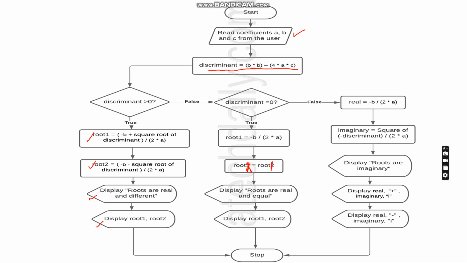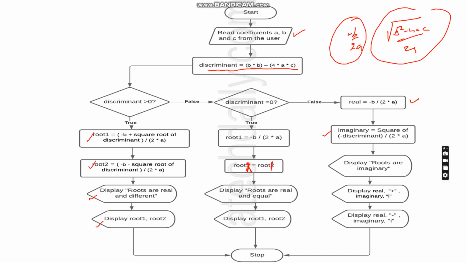If the discriminant is not 0, false. Whenever the condition is false, we go to this part. In this part, we have to calculate two parts separately, the real part as well as the imaginary part. Real stands for the minus b by 2a part, and imaginary stands for square root of b square minus 4ac by 2a. Real equals minus b by 2a. After that, imaginary equals square root of minus discriminant by 2a.